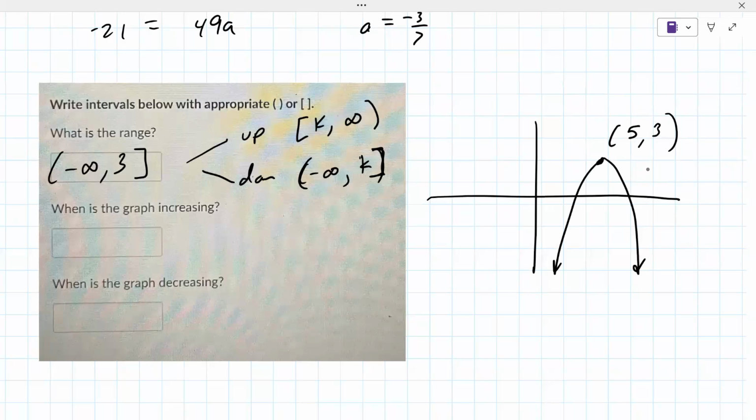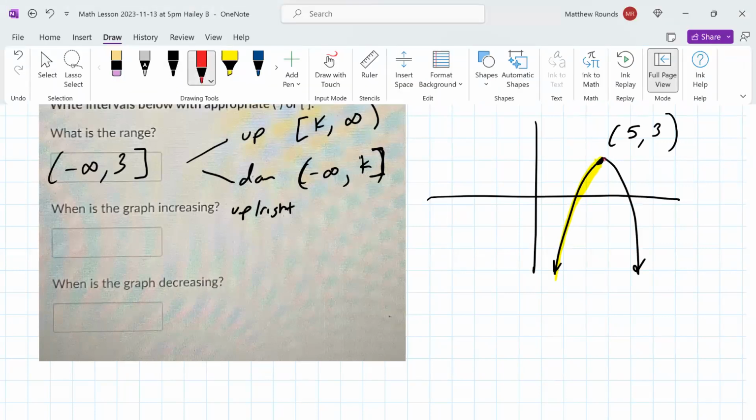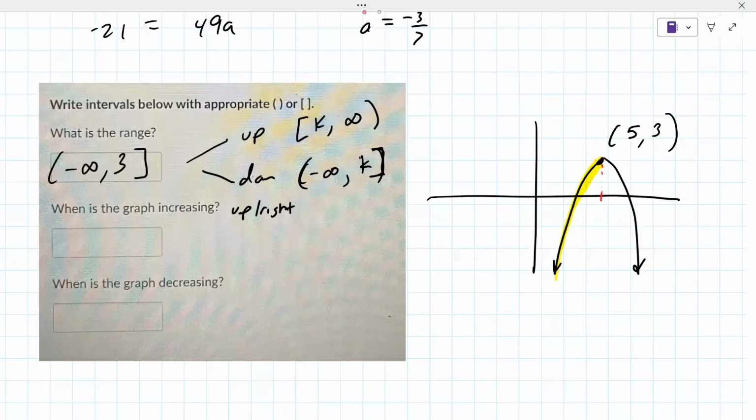Okay. Any questions on that? No. So it's increasing when it's going up and to the right. See how it's going up and to the right there in that region. So the x value where it switches is 5. So everything left of 5, it's increasing. We always think of it to the right, like we read left to right, we do math left to right. That's minus infinity to 5.